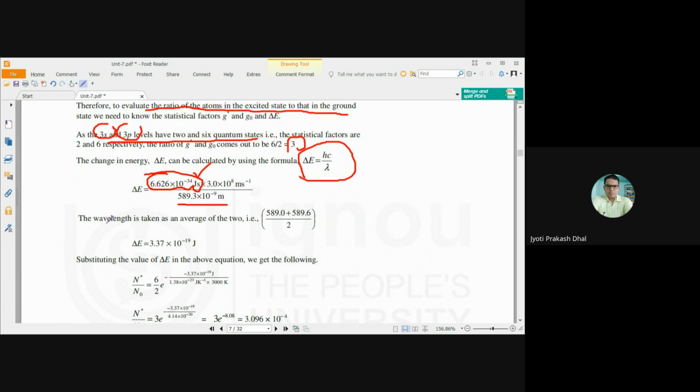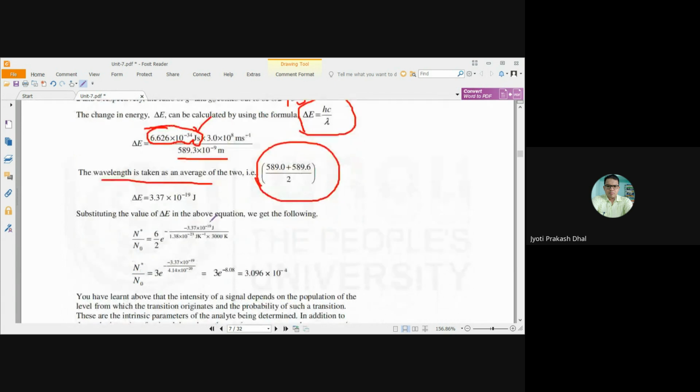And here we have taken the average of the two wavelengths, that is 589.0 plus 589.6 divided by 2, that is 589.3 nanometer, which is written as 589.3 into 10 to the power minus 9 meter. And from this value of the wavelength, we can calculate the energy difference between the 3s and 3p energy levels for the sodium atom.